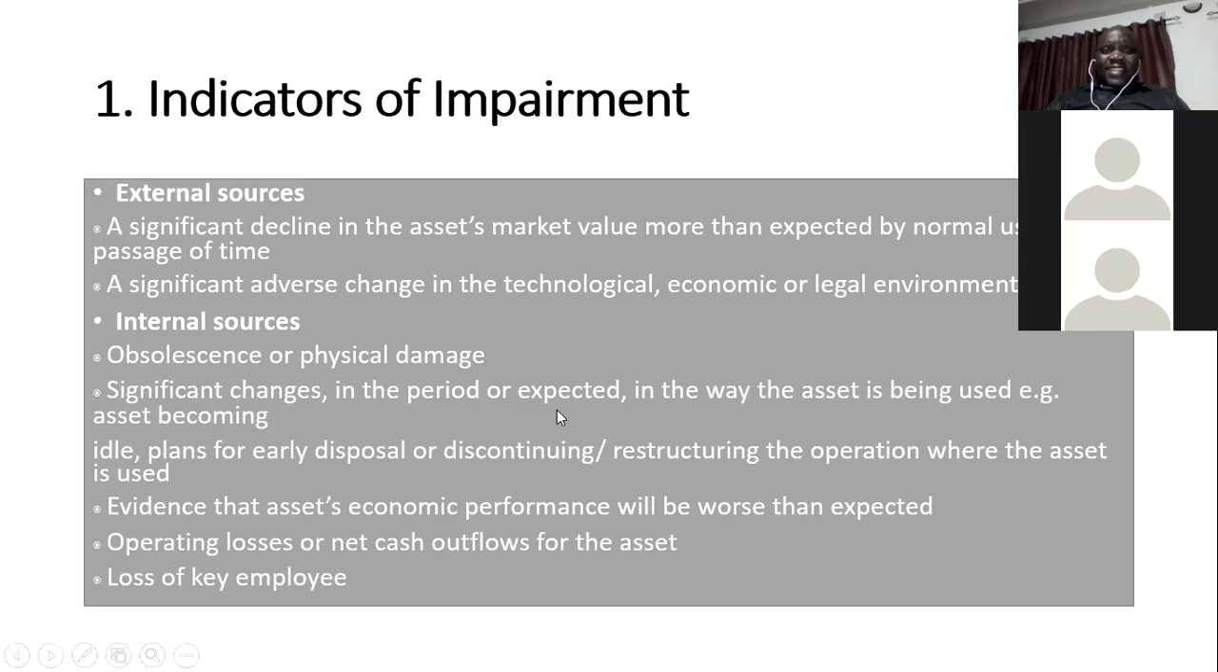So what are the indicators of impairment? Let's first look at the external sources. A significant decline in the asset's market value, more than expected by normal use or passage of time.